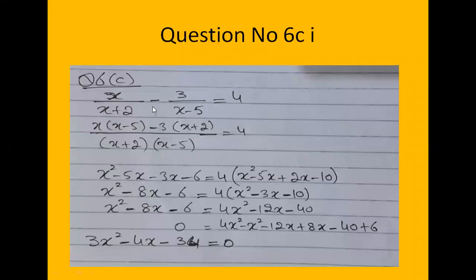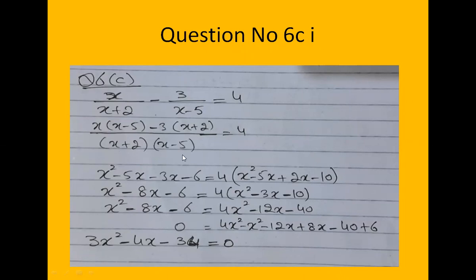Okay, so I will take the LCM of these two denominators, x plus 2 and x minus 5. Both of them will come in the denominator. When you divide this LCM with this denominator, x plus 2 cancels, and you are left with this. This will multiply with this numerator. So I wrote x into x minus 5.